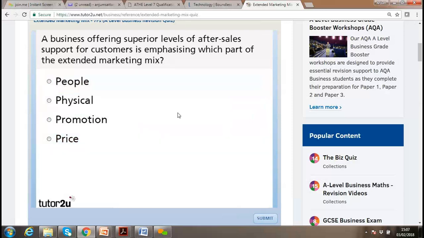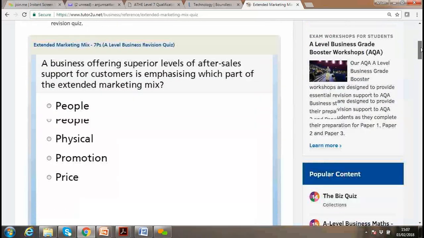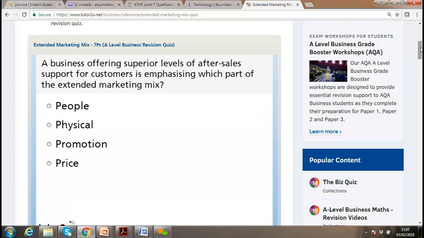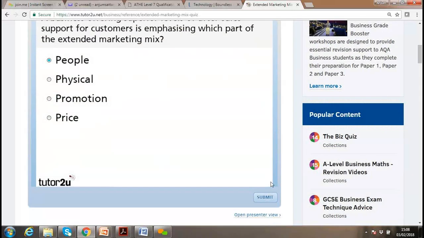Okay, a business offering a superior level of after sales support to the customer is emphasizing which part of the extended marketing mix? The price. People. Yes, well done.